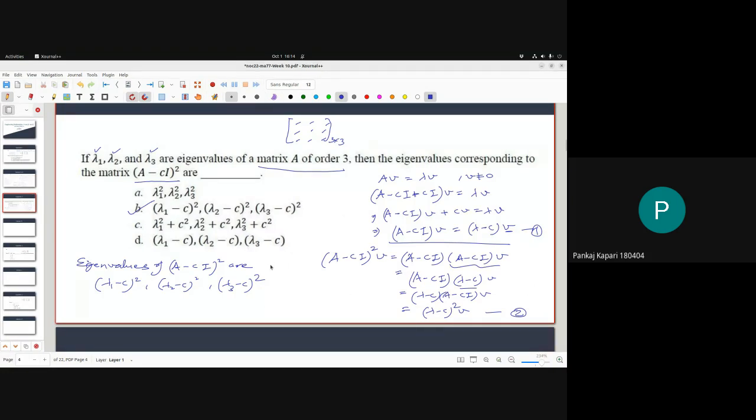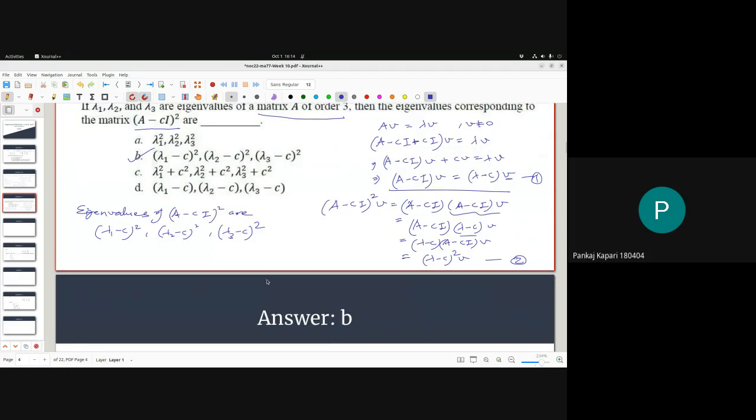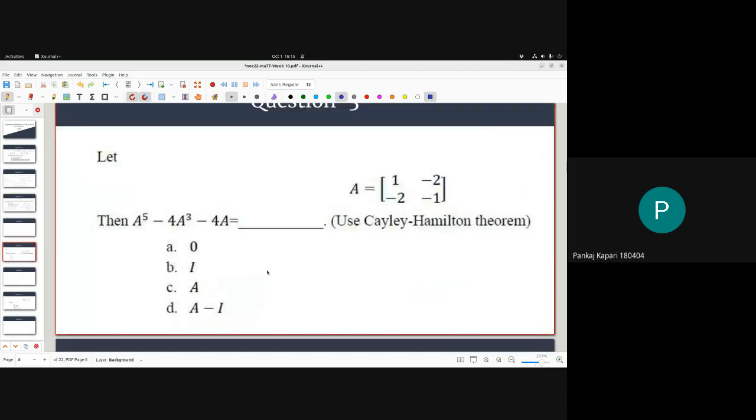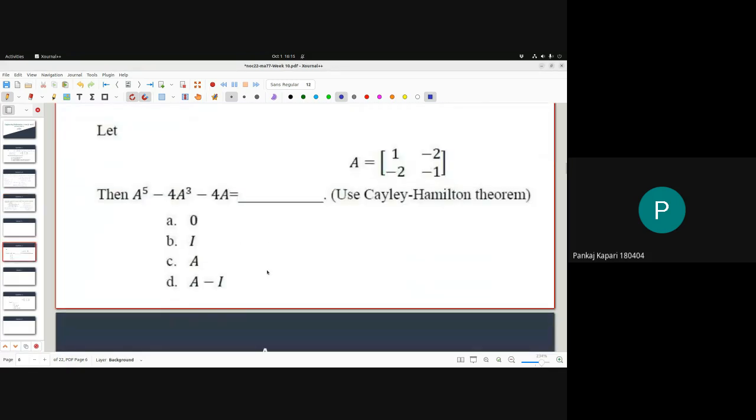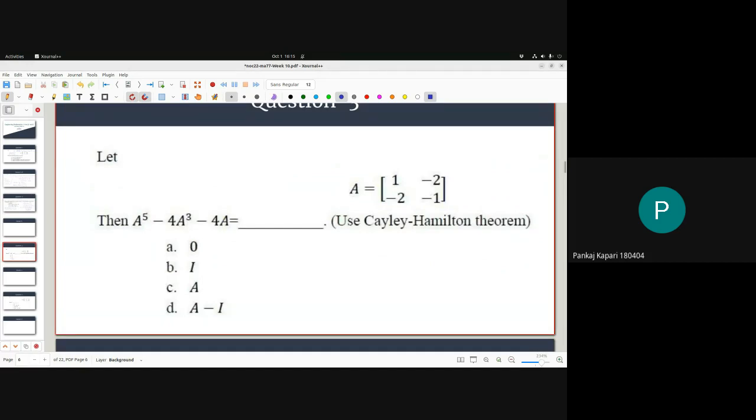Okay, so let's move to the next problem if there are no questions. Here again a matrix is given and you have to calculate this value: take the fifth power of the matrix A, subtract 4 times the third power of the matrix A, and so on. You can do it directly if you want, but there are better ways to find it.